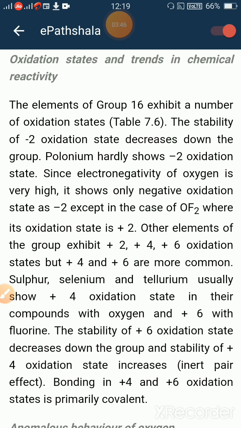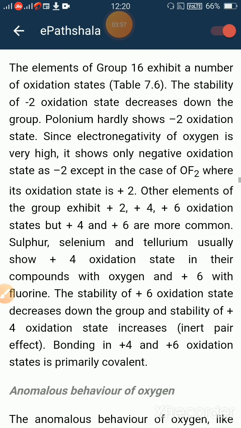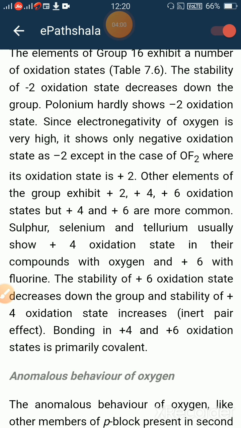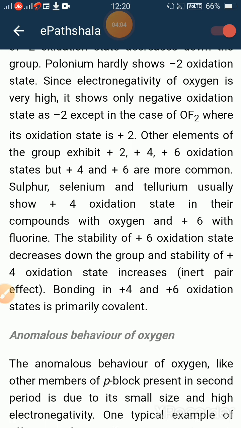Sulfur, selenium and tellurium usually show +4 oxidation state in their compounds with oxygen and +6 with fluorine. The stability of +6 oxidation state decreases down the group and the stability of +4 oxidation state increases due to inert pair effect. Bonding in +4 and +6 oxidation state is primarily covalent.